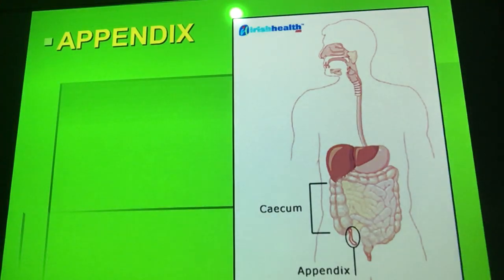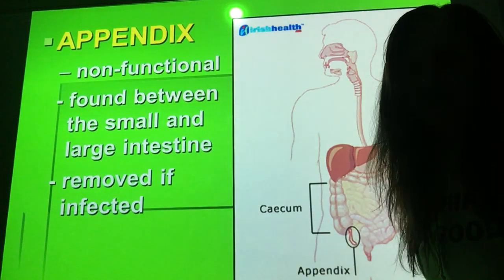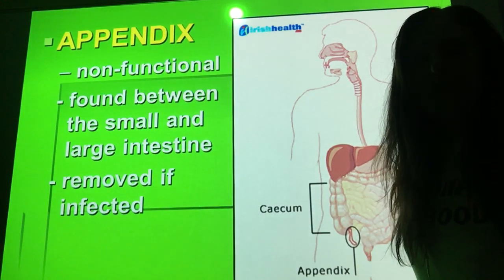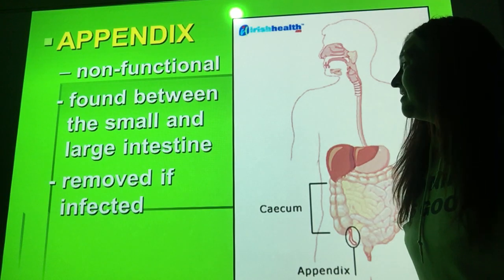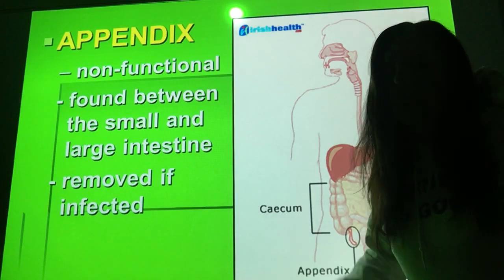Appendix, again, probably the only time you talk about the appendix is when you have it removed. I had my appendix removed when I was 21. I had appendicitis. If you feel sick, you should go to the hospital right away. It took me 3 days and my appendix almost burst, and that's quite serious because then you have a bacterial infection everywhere. But obviously I got there in time. I'm okay. I'm here today.